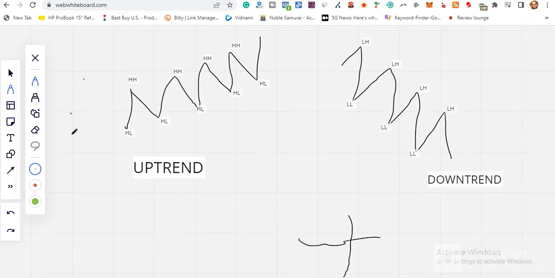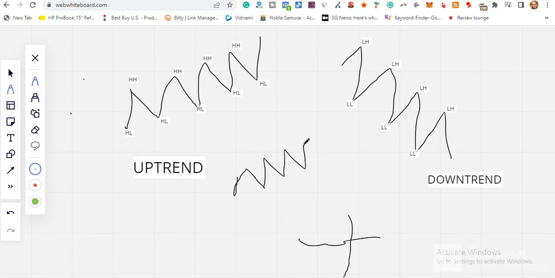Just like I was saying, now we are basically going to trade on the break. So how does the trend change? That's the trend line break. Let me explain to you how it works. For example, let's say this is an uptrend: higher high, higher low, higher high, higher low, and then higher high again.